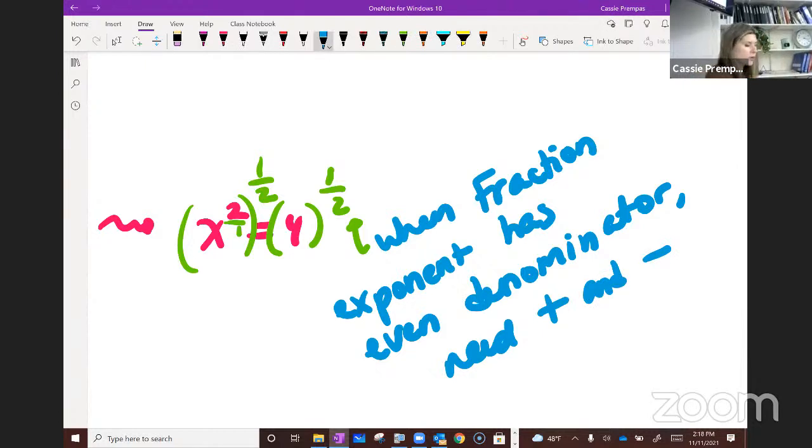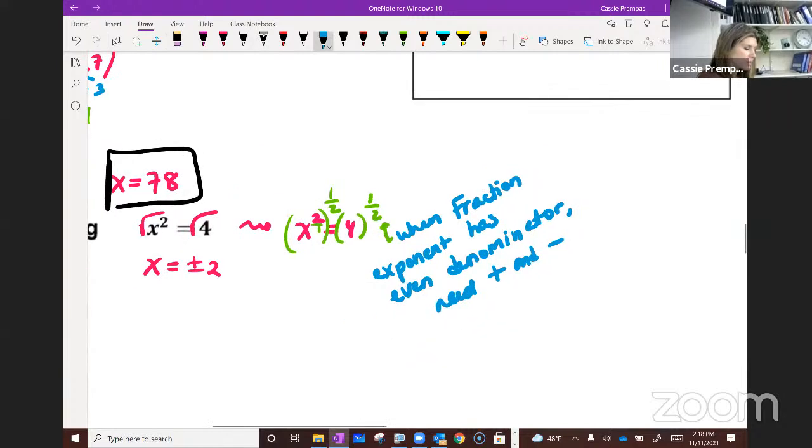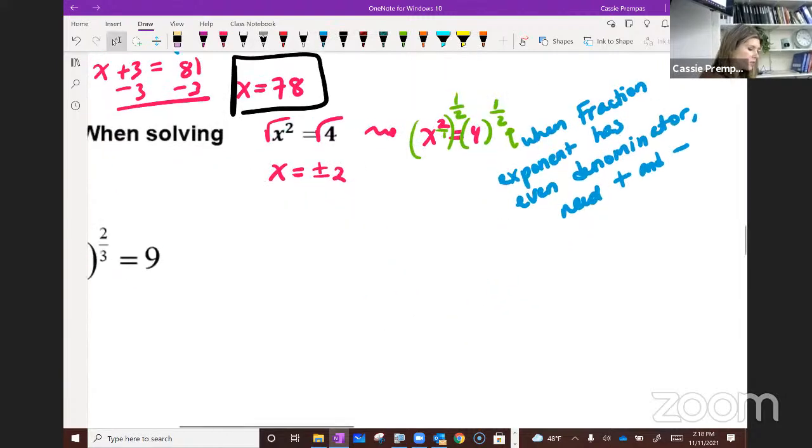Because we know the square root of 4 is both 2 and negative 2. Okay, so that is going to be important for this next question. Let's go ahead and finish this together.